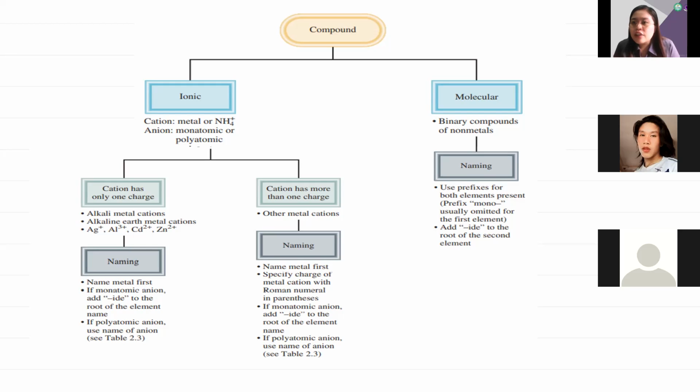And then molecular compounds are those that are a combination of non-metal plus non-metal. In naming them, that's the time we use the prefixes, mono up to 10, deca. And the name still ends in IDE.